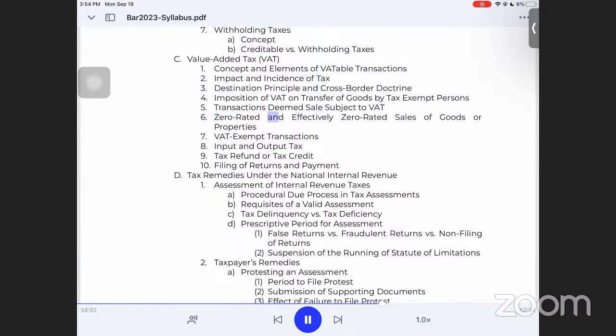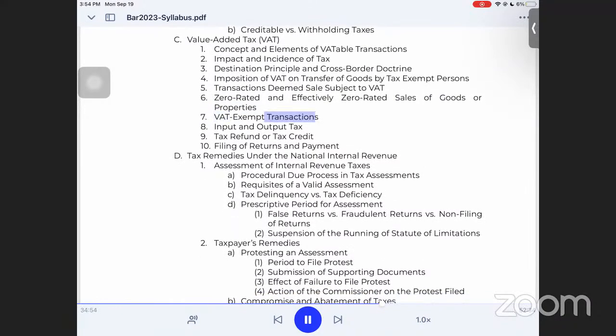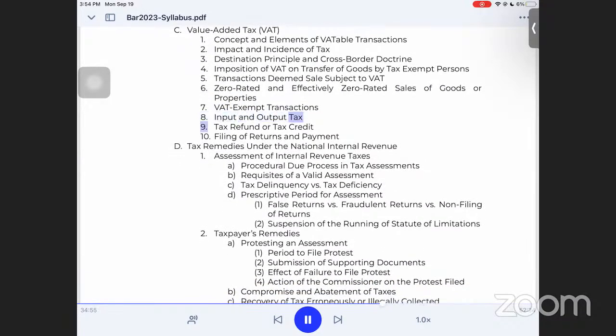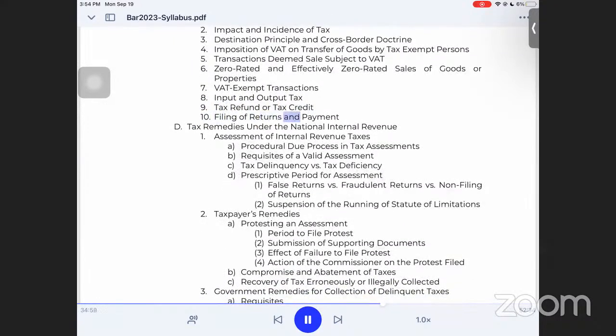6. Zero-rated and effectively zero-rated sales of goods or properties. 7. VAT-exempt transactions. 8. Input and output tax. 9. Tax refund or tax credit. 10. Filing of returns and payment.